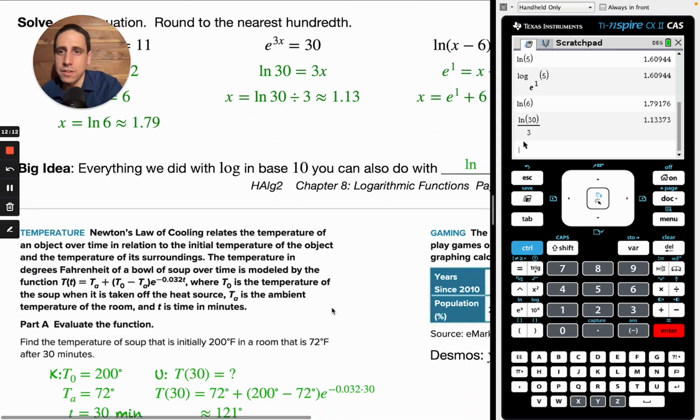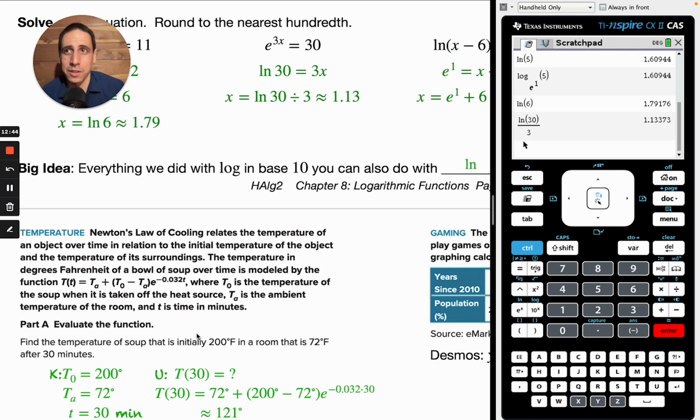Temperature. Newton's law of cooling. Sir Isaac Newton touched so many aspects of physics and calculus and mathematics, and he has his own law of cooling. It relates the temperature of an object over time in relation to the initial temperature of the object and the temperature of its surroundings. That just kind of means, if you have a bowl of soup in a room that is colder than the bowl of soup, then you need Newton's law of cooling to figure out exactly what it looks like for it to cool down.